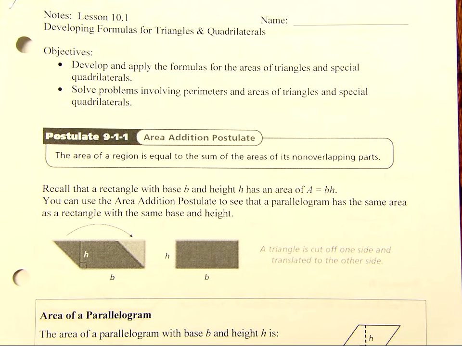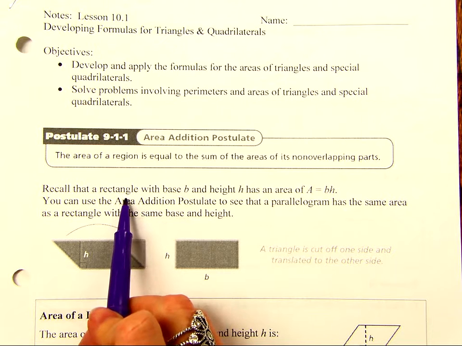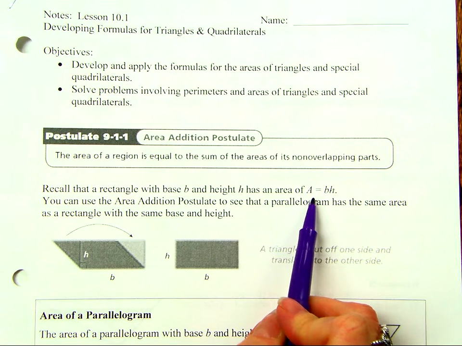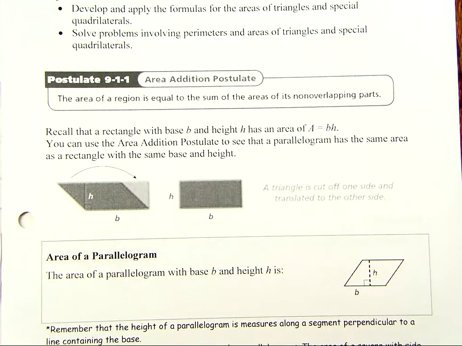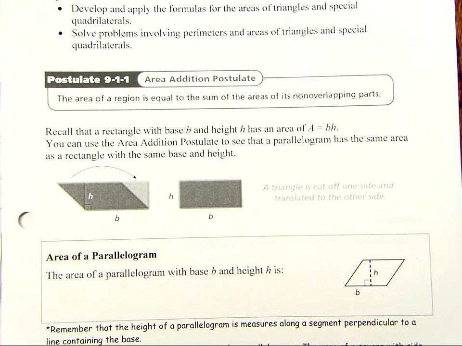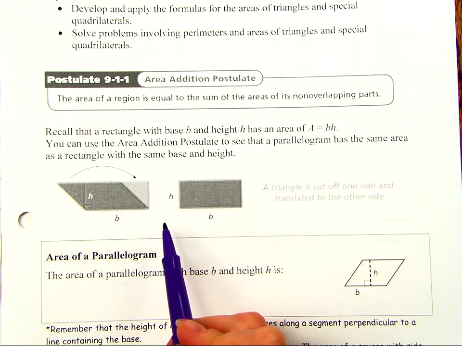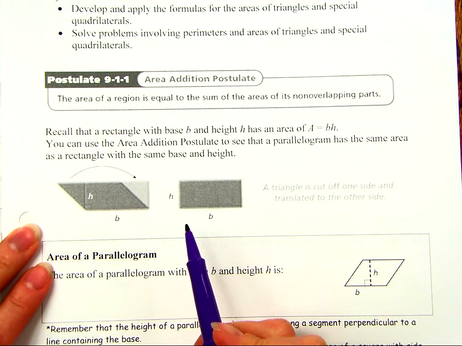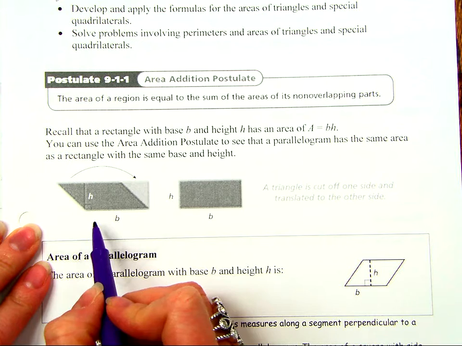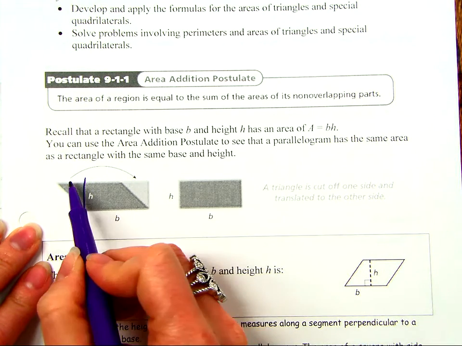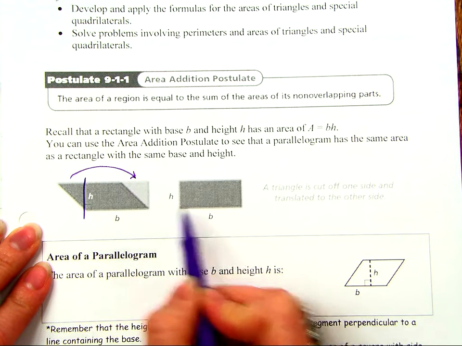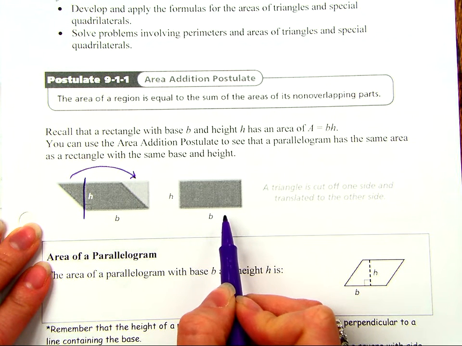Now, we know that to find the area of a rectangle, we take the base times height, or length times width. Down below, they're trying to show us how we can find the area of a parallelogram. It says you can use the area addition postulate to see that a parallelogram has the same area as a rectangle with the same base and height. What is being shown here is if I took my parallelogram and sliced off that triangle and rotated it over, we would actually end up with a rectangle.